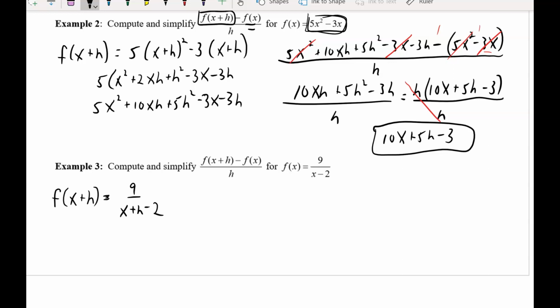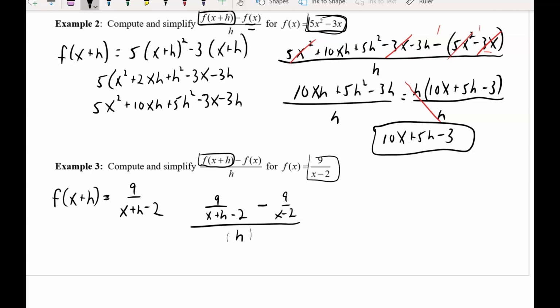So the difference quotient would be the f of x plus h first, which we just found, so 9 over x plus h minus 2. Subtract from that the function that we were given, so 9 over x minus 2, and the whole thing goes over h. Okay, so focusing on the numerator, ignore the h down here for just a moment. We want to simplify the numerator.